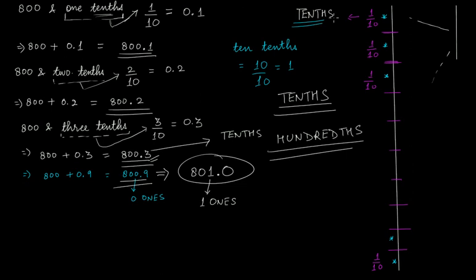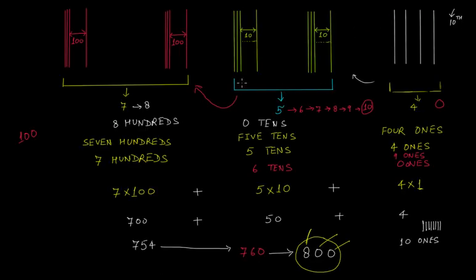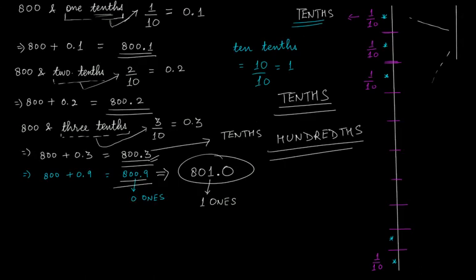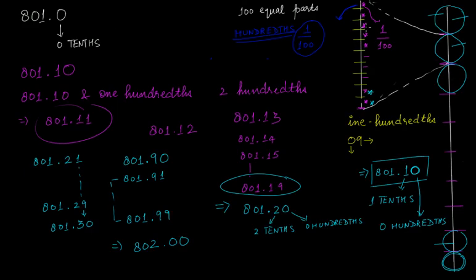What do you mean by tenths position? As we were having ones, tens, hundreds, we will have tenths. So tenths is here, and we showed you what tenths actually means. Then we took the same line segment and divided it further into 100 equal parts, and then we discussed this hundredths place.